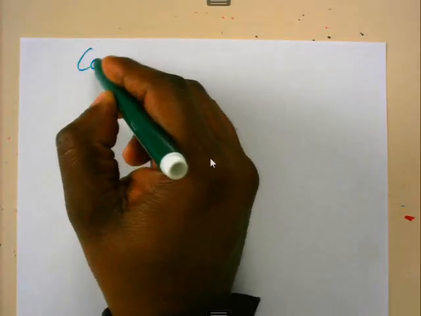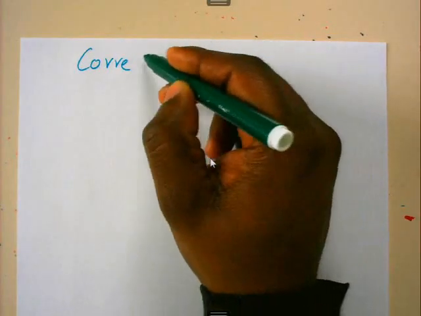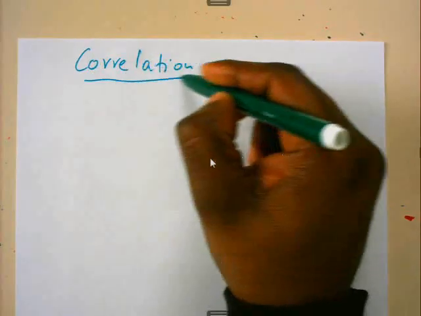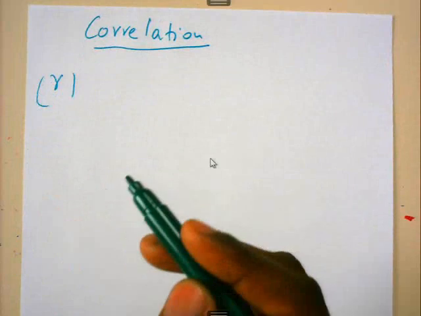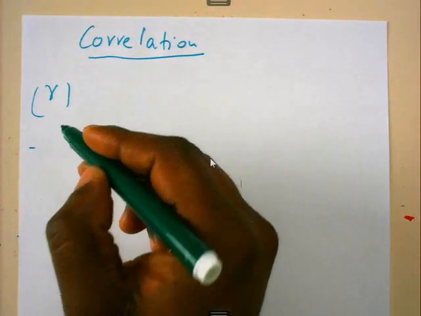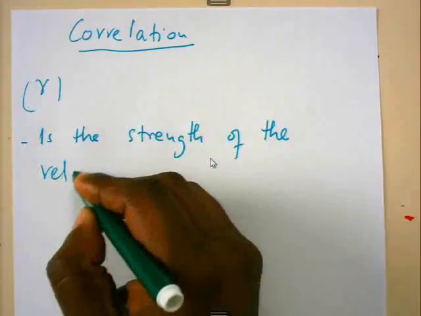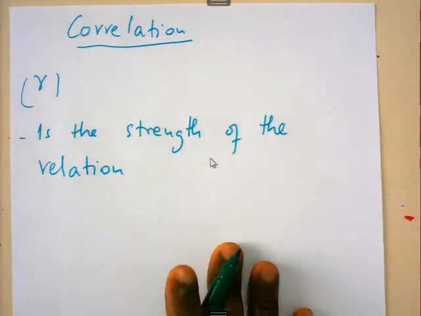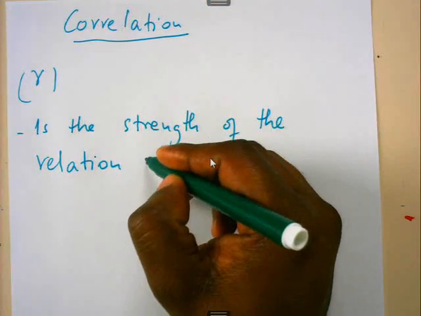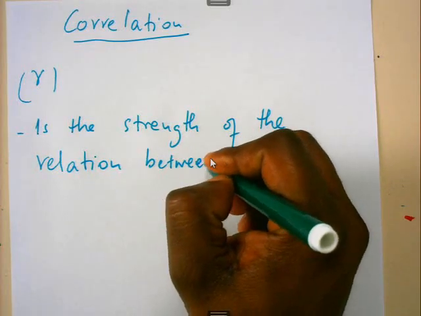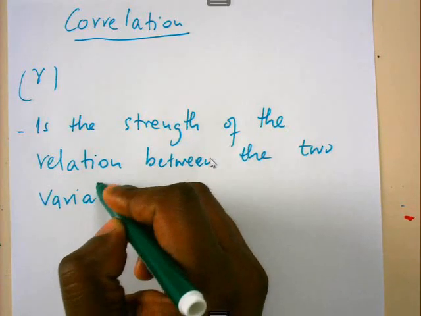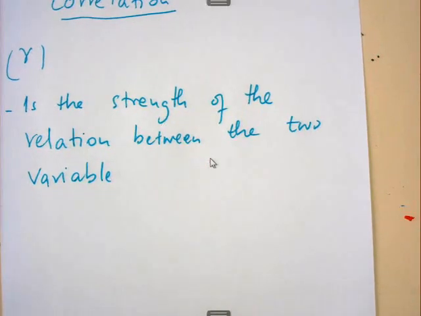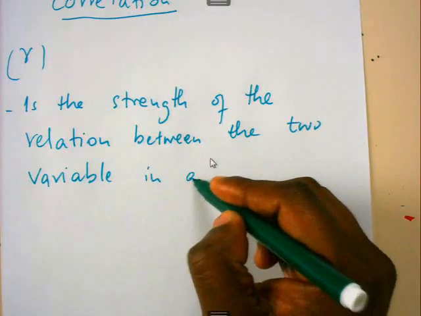I want to write it here now. Correlation. You see it is there in the calculator. The symbol for correlation is R on your calculator, and it tells us what? The strength of the relationship we have on a scatter plot between the two variables, if I may say, sets of data. The relation between these two variables in a scatter plot.